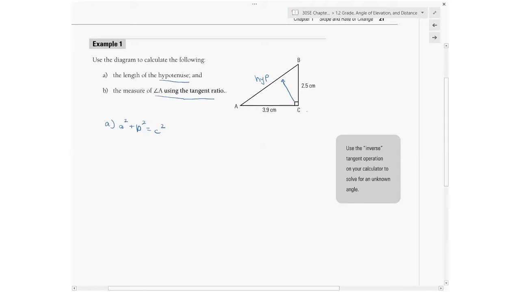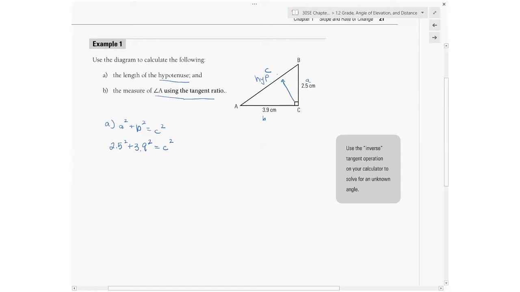We can call the legs whatever we want. Normally we would label this side as a over here, and this side as b over here, because a is opposite A. We wouldn't have to. We could add them in either order because 2 plus 3 is the same as 3 plus 2, but let's just do it this way. So it's 2.5 squared plus 3.9 squared, and we're looking for c squared, or the hypotenuse, so we'll call this one c here.